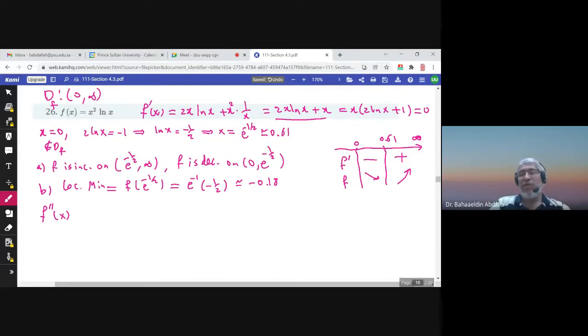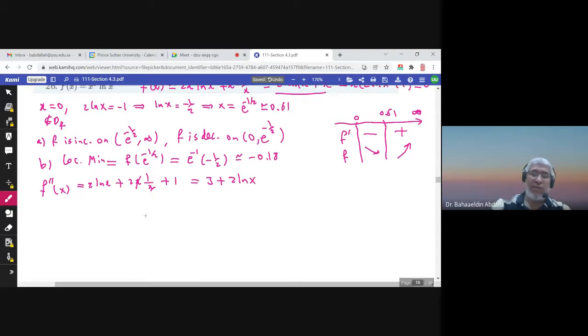Now, I use the product rule here. The derivative of 2x is 2. The derivative of ln x is 1 over x. The derivative of x is 1. Well, x cancels with x, and 2 plus 1 is 3. So I have 3 plus 2 ln x.